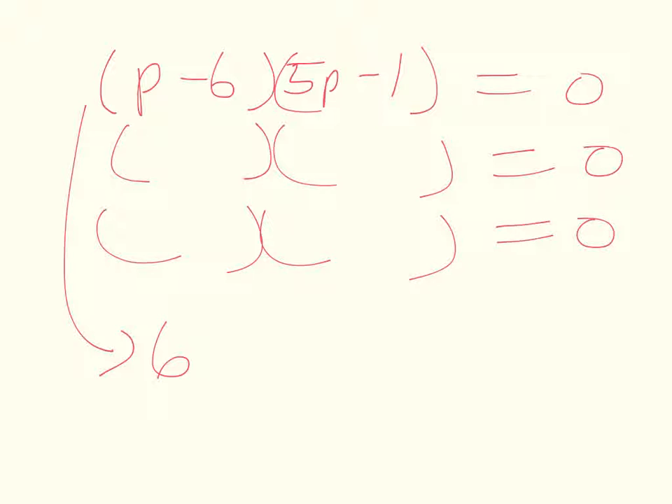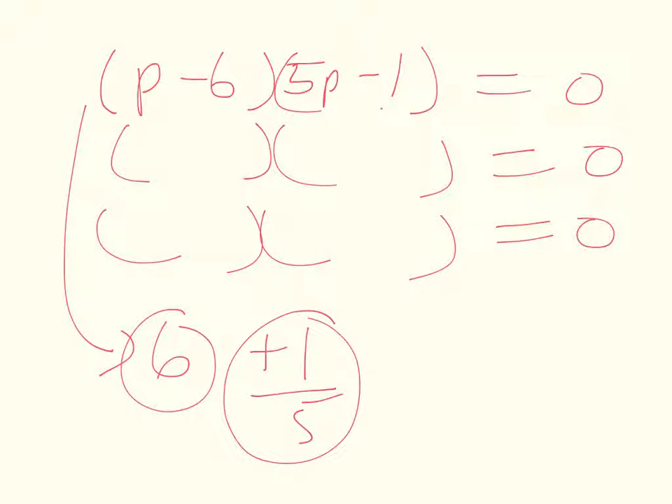The next one, what you did here, p minus 6, was you took this negative 6 and changed the sign. Same thing happens with the 1. So that becomes plus 1. Then you're going to divide by 5. You're going to divide by the coefficient in front of the p. So my two zeros here are 6 and 1/5. Those are my two roots.